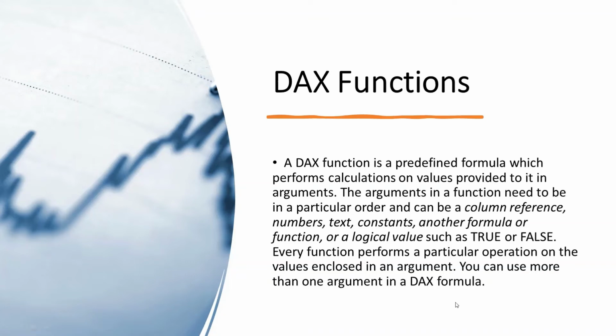We can use more than one argument in a DAX formula. Any DAX function always refers to a complete column, field, or table. The DAX function provides us the flexibility to create a formula that is applied on a row by row basis. DAX functions have a special category which is known as time intelligence functions. These time intelligence functions are used to calculate time and date ranges and periods.